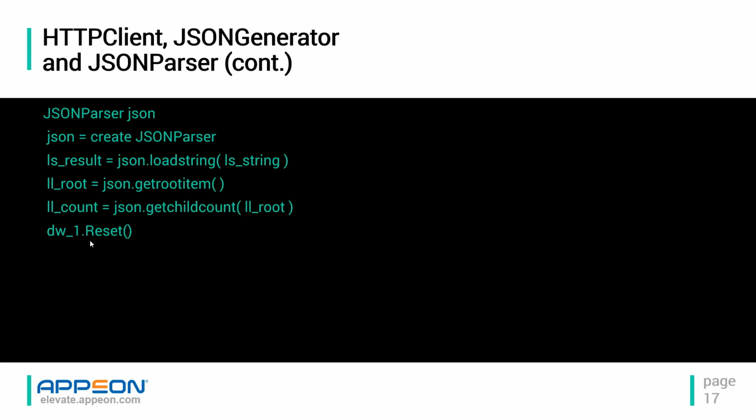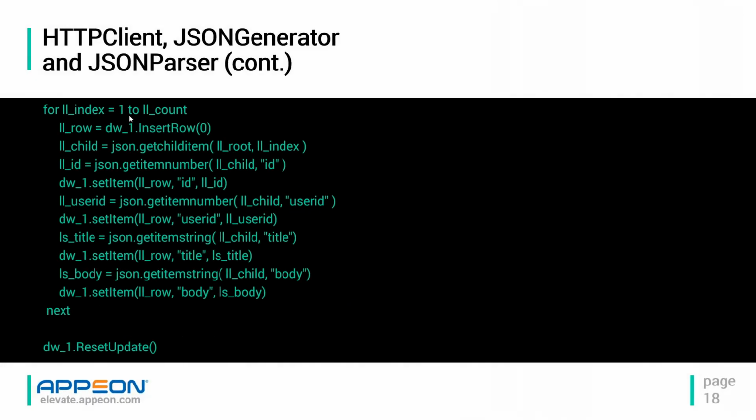I'm going to use that same data window, so I'm issuing a reset on the data window just to clear it out, and then I'm looping through all the rows in the JSON I got back. So I do an insert row on the data window. I do a get child item that gets the first row, and then I do a get item number or get item string to get the individual data elements out of the JSON, and then do the set items to set the values into the individual columns in my data window.